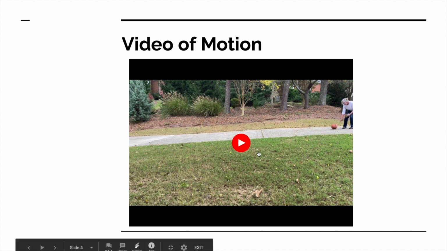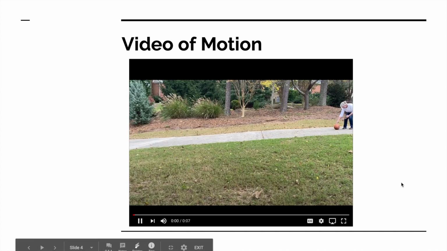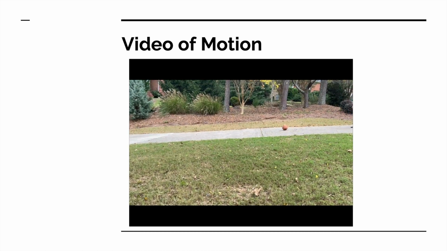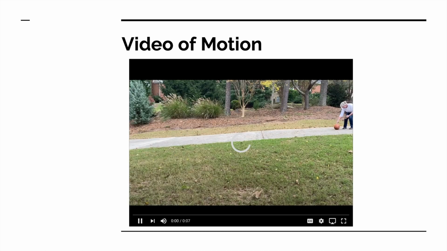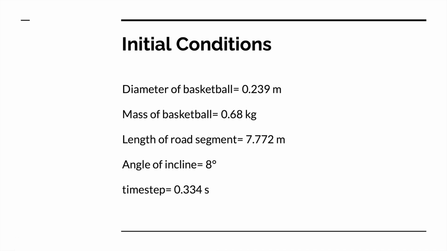So here's the video of the motion. There's my mom letting go of the basketball. There you go. So here are the initial conditions: the diameter of the basketball, the mass, the length of the road, the angle of incline, and the time step.